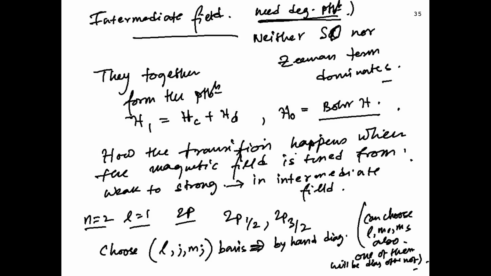The 2p levels have two sublevels in terms of j values, which are 2p 1/2 and 2p 3/2. It's a choice, because now we are not doing perturbation theory, so we can choose a basis by convenience, and that basis we choose is L j mj. We can also choose L ml ms. In one case the H1 term becomes diagonal and H naught non-diagonal; in the other case H naught is diagonal and H1 is non-diagonal. So we choose the basis where H naught is diagonal, that is the L j mj basis.